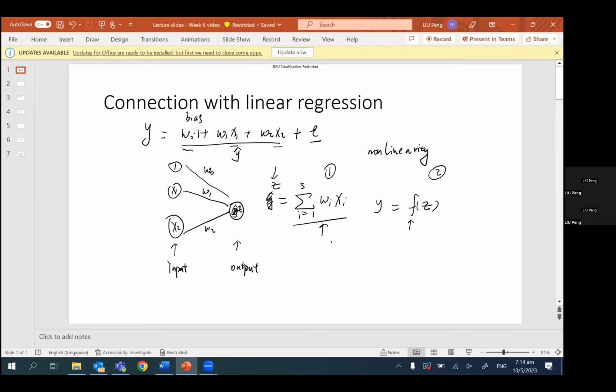An example of non-linearity is the sigmoid function. It maps any input to an output, a probability. Let me just remove this. I think I drew it wrong. It should be like this. Let me just draw it properly.